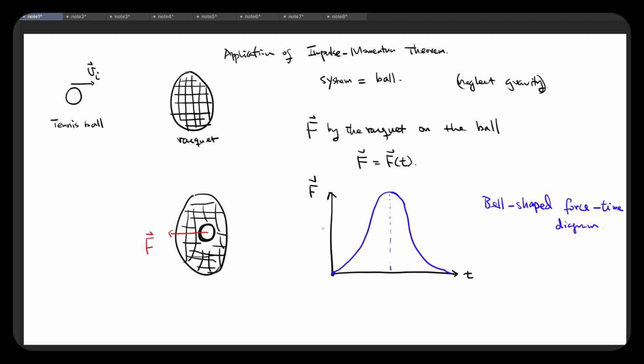Okay, so the force here you can see is changing all the time throughout the process. And here's the 0 force at the beginning. Let's call this Ti, and that'll be the T final. And this line here is right in the middle, representing maximum deformation or maximum distortion.